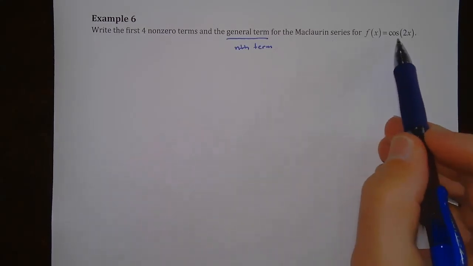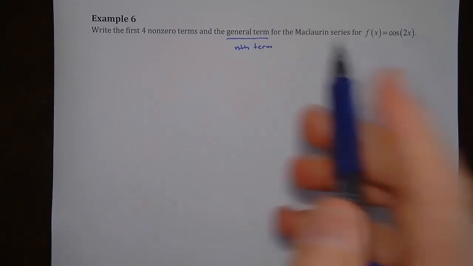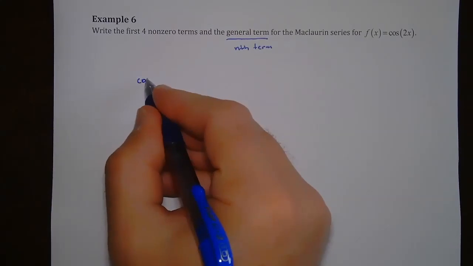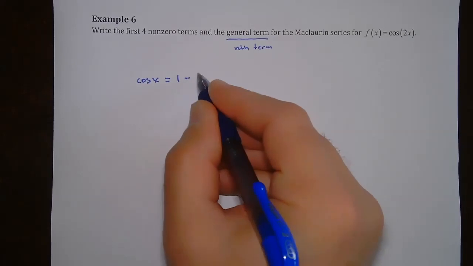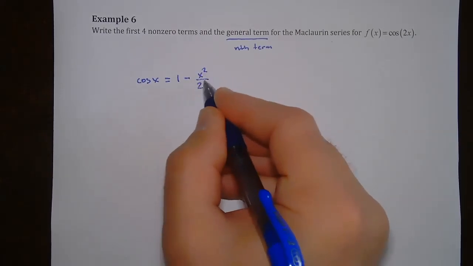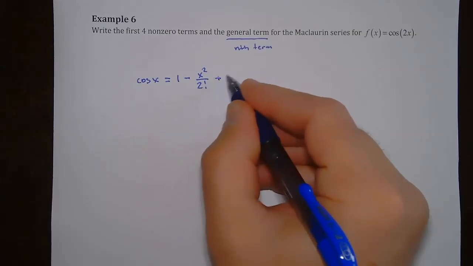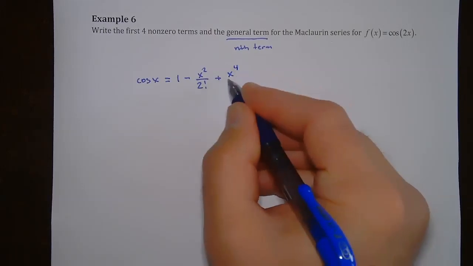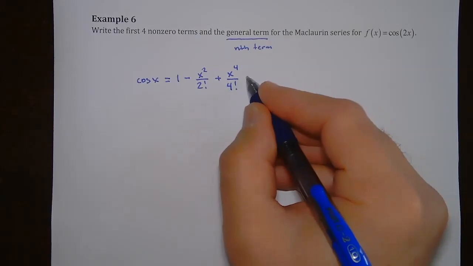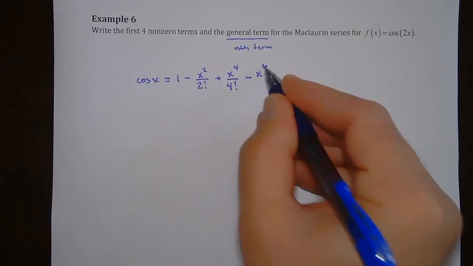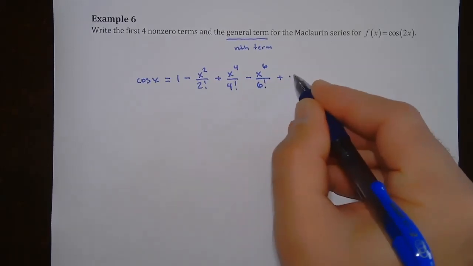Okay, so f of x equals cosine of 2x. Well, what we want to know is, we want to do cosine of x. So cosine of x, I would write this: cosine of x is equal to 1 minus x squared over 2 factorial. That's the first 2 non-zero terms. And then plus x to the 4th over 4 factorial. That's the first 3 non-zero terms. And then minus x to the 6th over 6 factorial, and then plus dot dot dot.